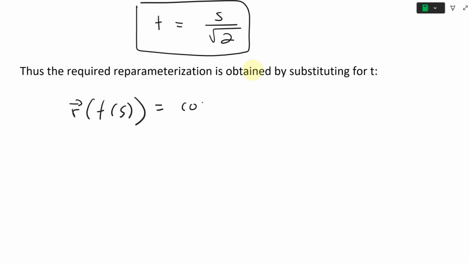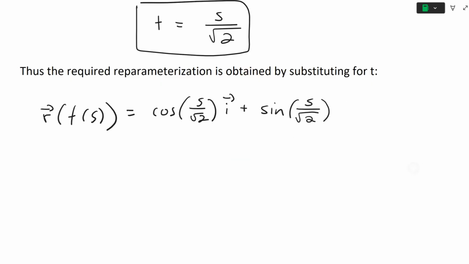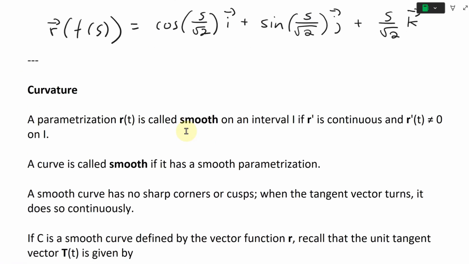Cosine, and now this is going to be cos of s over square root 2 i plus sine of s over square root 2 j, and then plus s over square root 2 k, like that. Yeah, so fascinating. All right, and now let's continue further, and this time look at curvature.